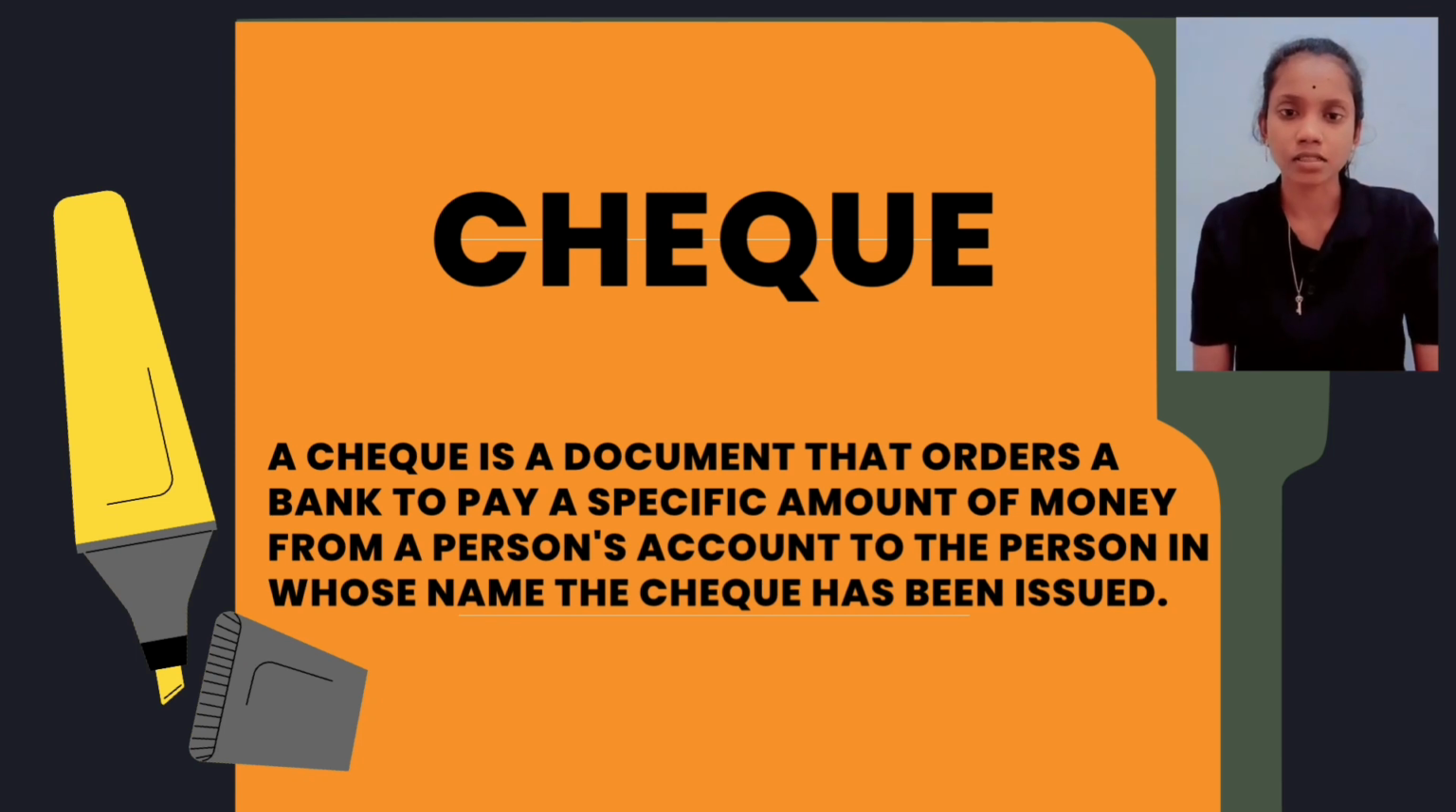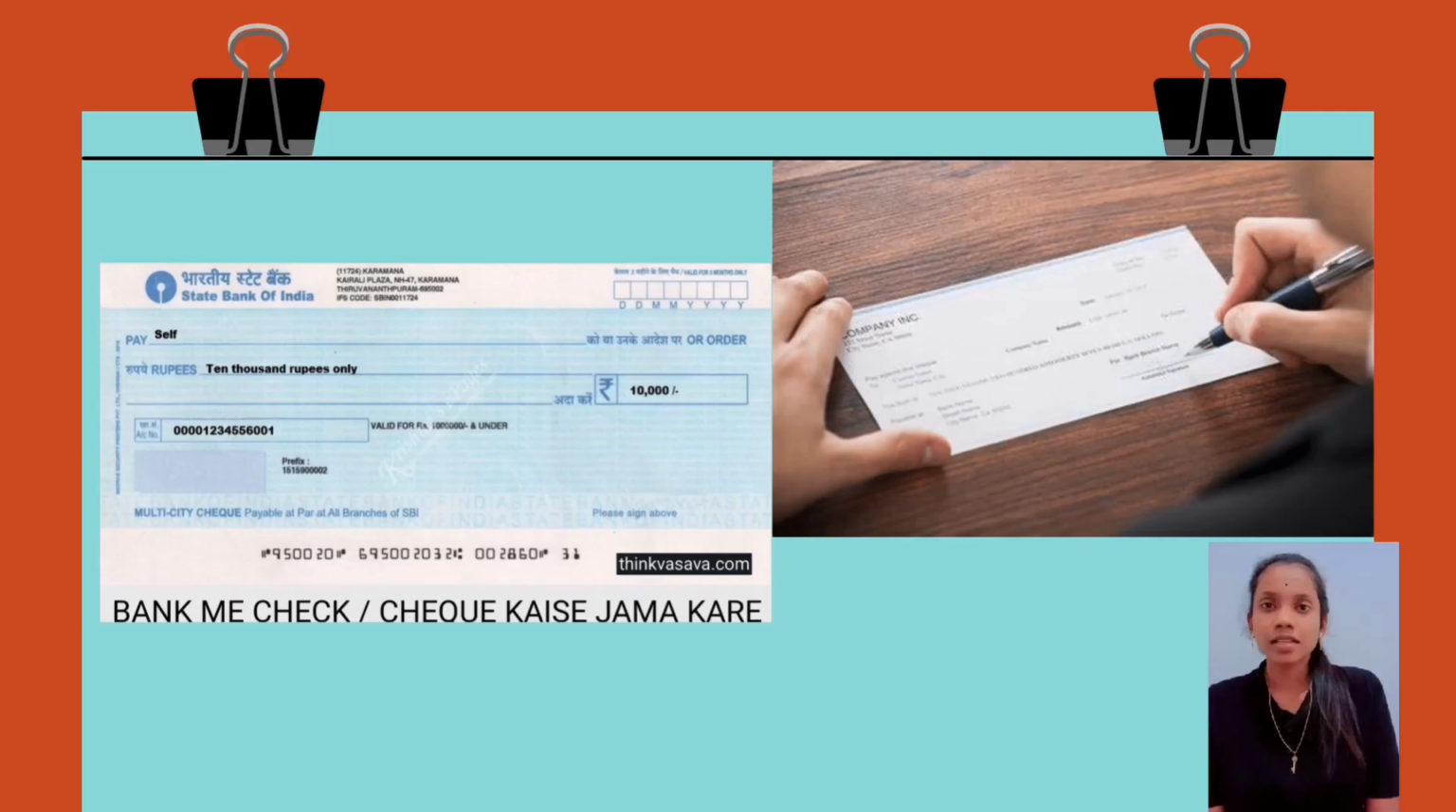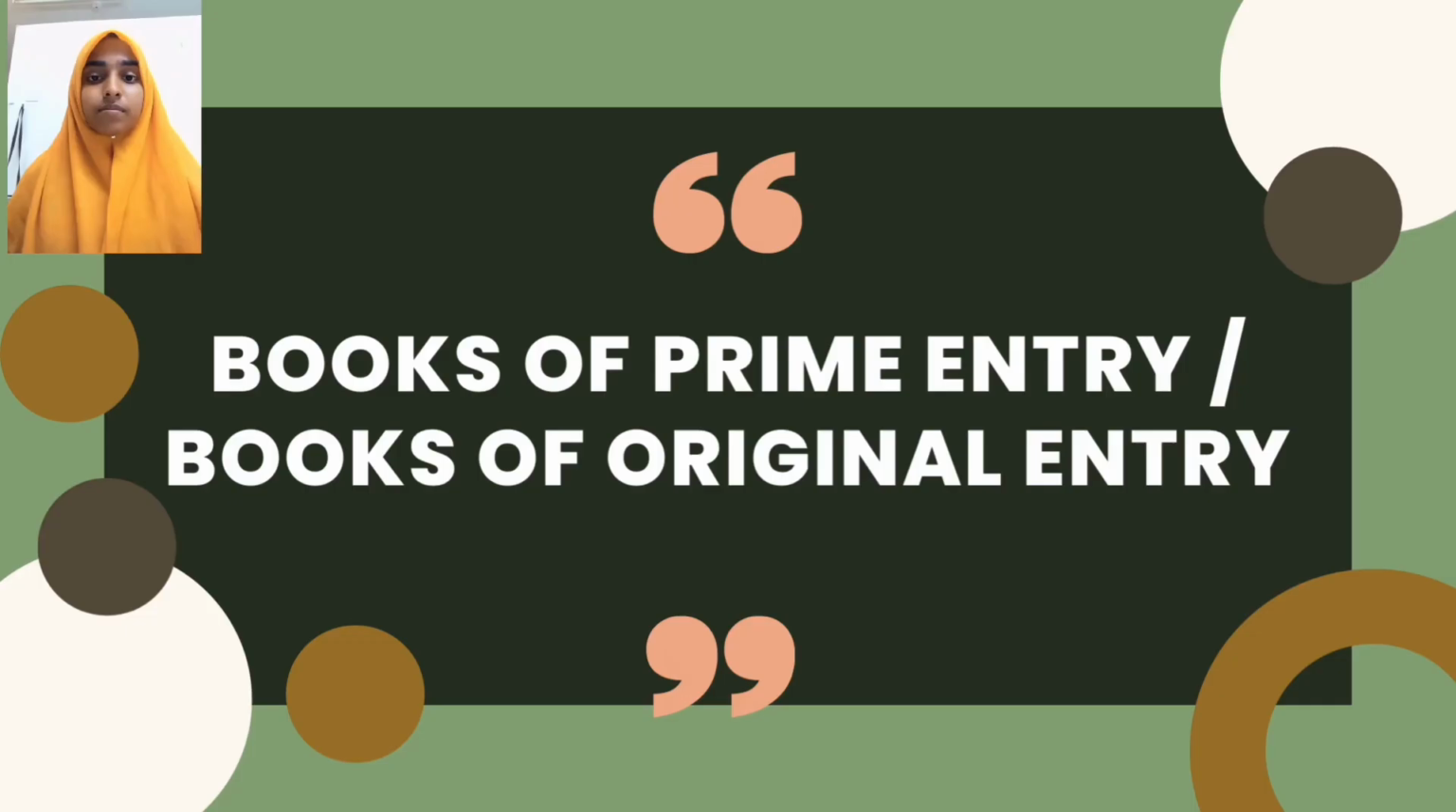A check is a document that orders a bank to pay a specific amount of money from a person's account to the person in whose name the check has been issued. This is an example of a check.